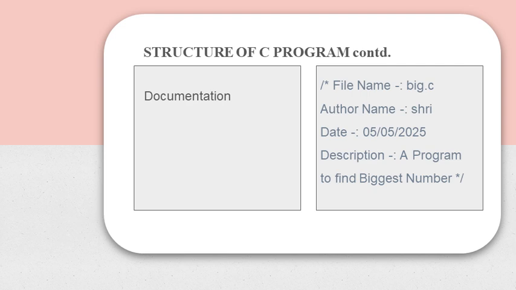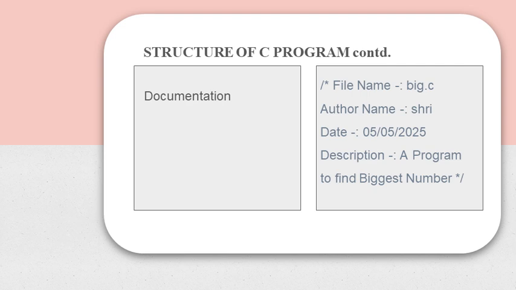Documentation in a C program is the practice of adding information to the code to enhance its readability, maintainability, and understandability for both yourself and other developers. This information is generally added in the form of comments within the source code. There are two types of comments, either single line comments or multi-line comments.